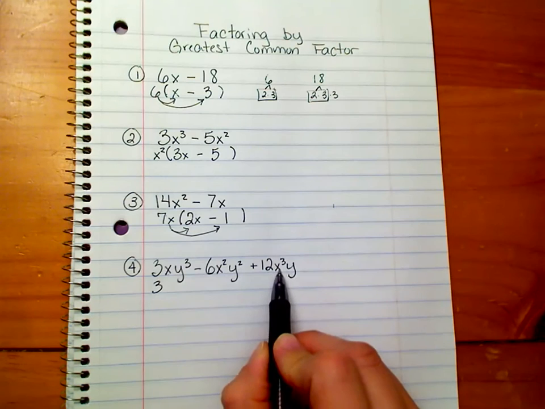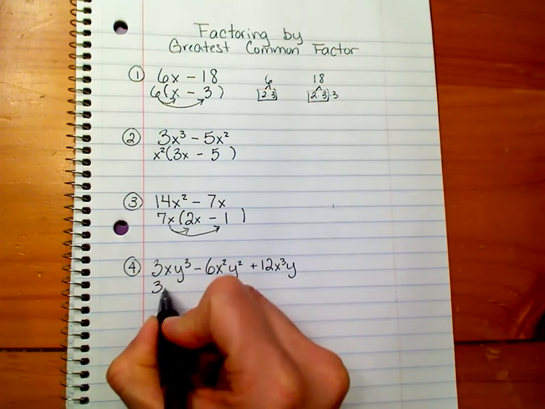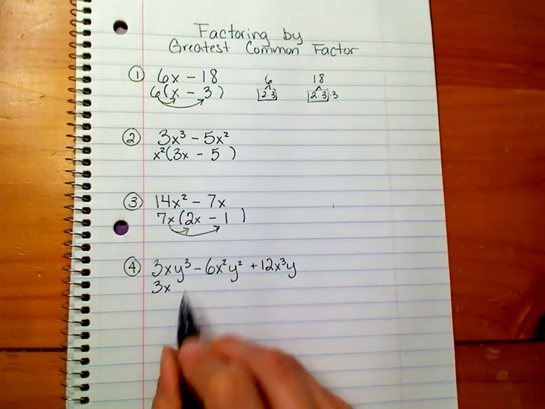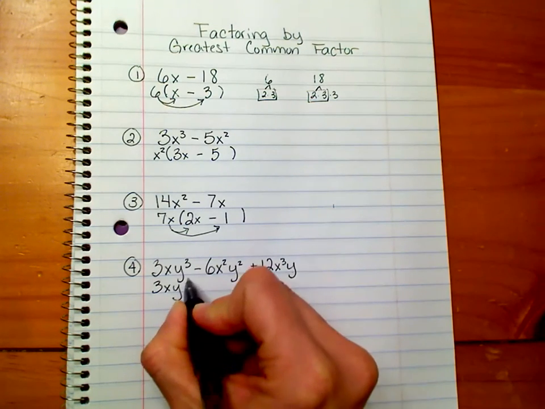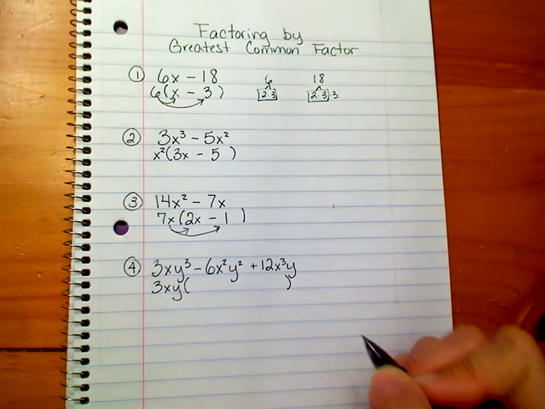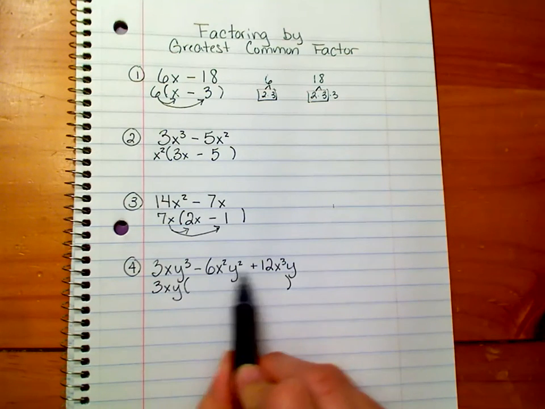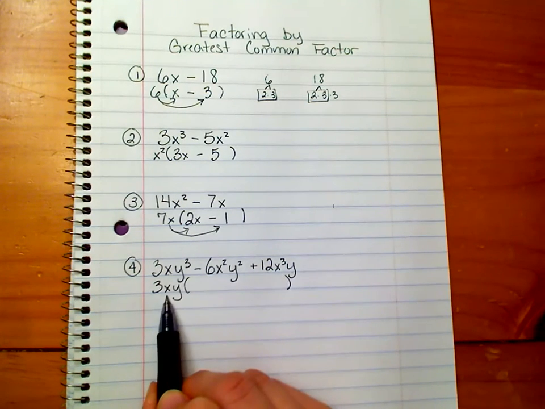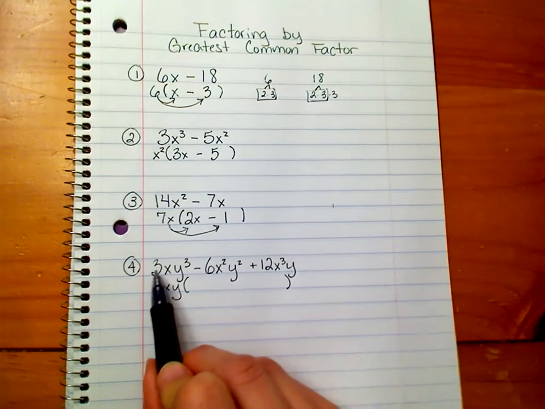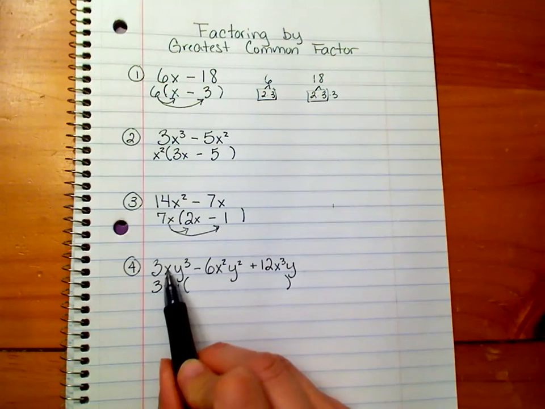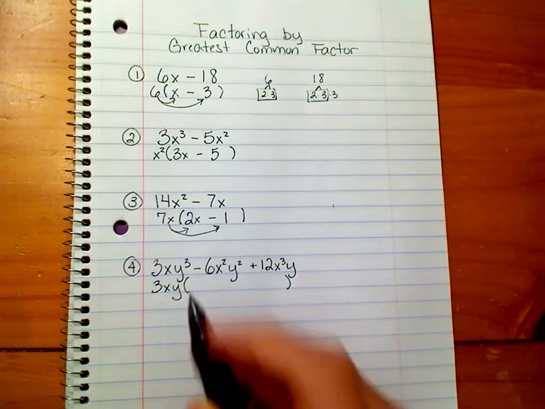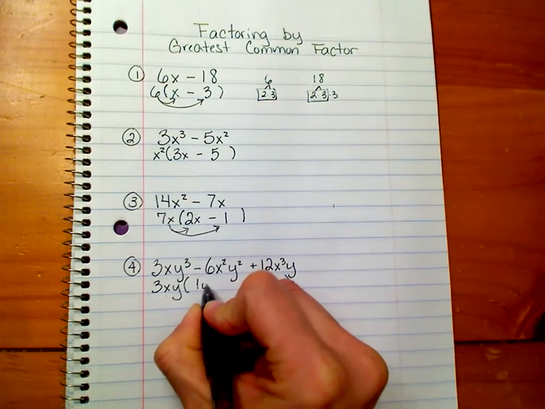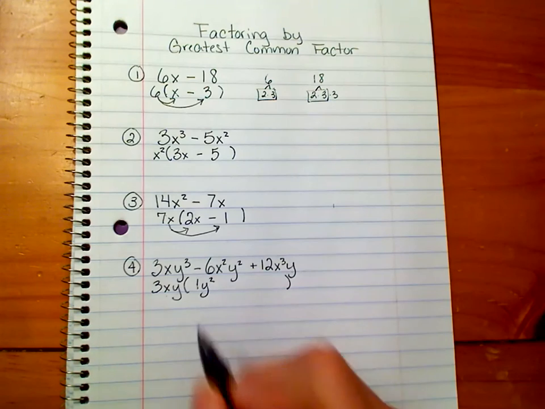How about the x's? We look at each x. Which is the smallest x? Well, x is the smallest x, and between the y's, y is the smallest y. So this is our greatest common factor. And then again, we take each term separately and divide it by 3xy. So 3 divided by 3 is 1, x divided by x is 1, y cubed divided by y is y squared. So we have 1y squared. You don't need the 1, but you can put it there if you'd like.